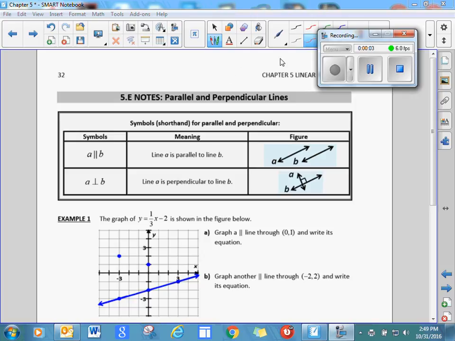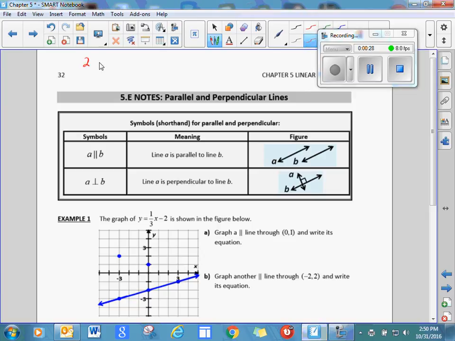Well, just when you think you've got it about figured out with one line on a coordinate plane, we're actually going to add a second line. We're on 5E, page 32, and I want to start by saying if you've got two lines on the same coordinate plane, three things can happen. One of three things will happen.